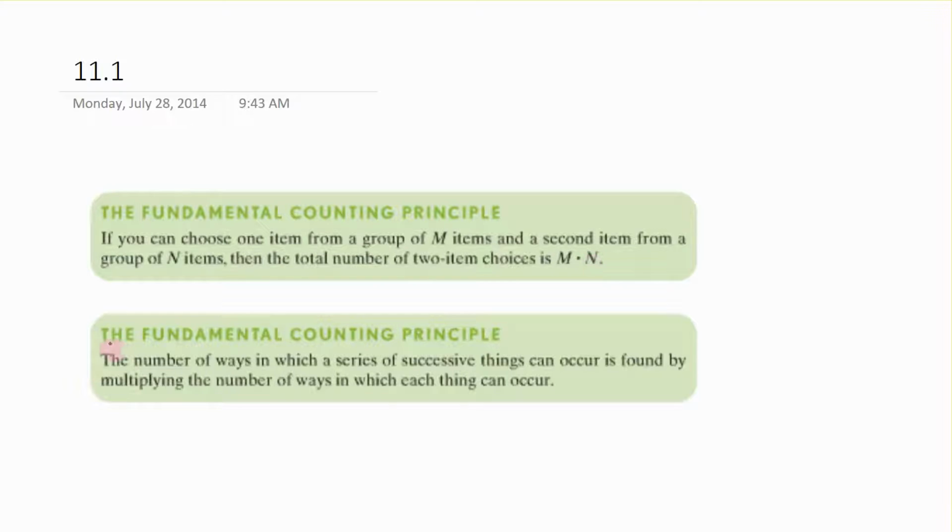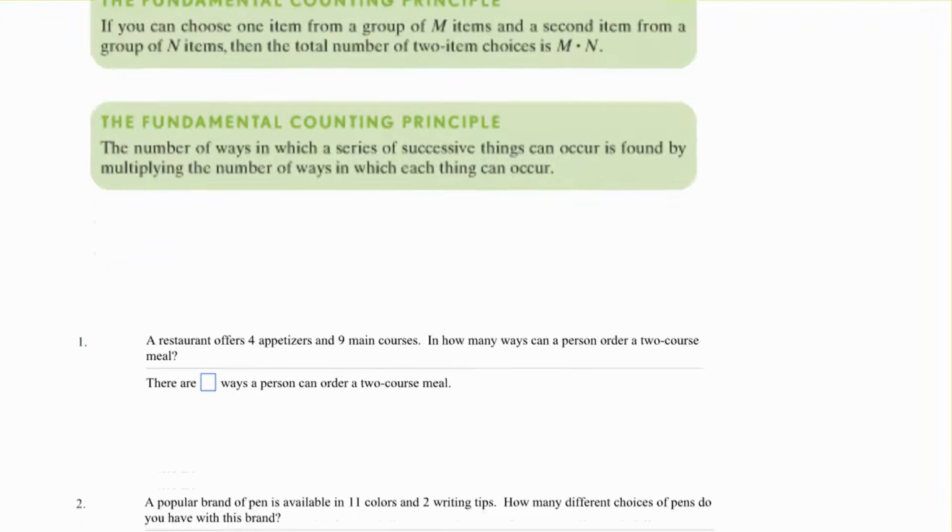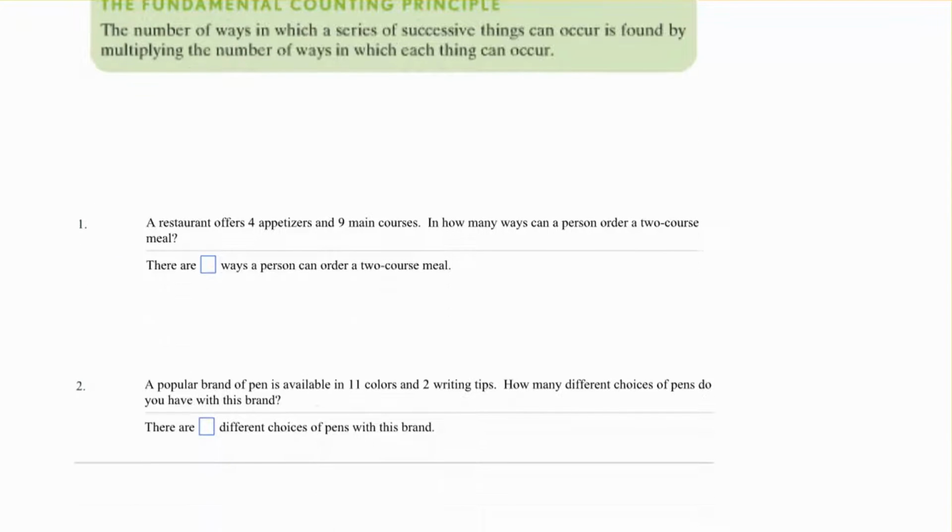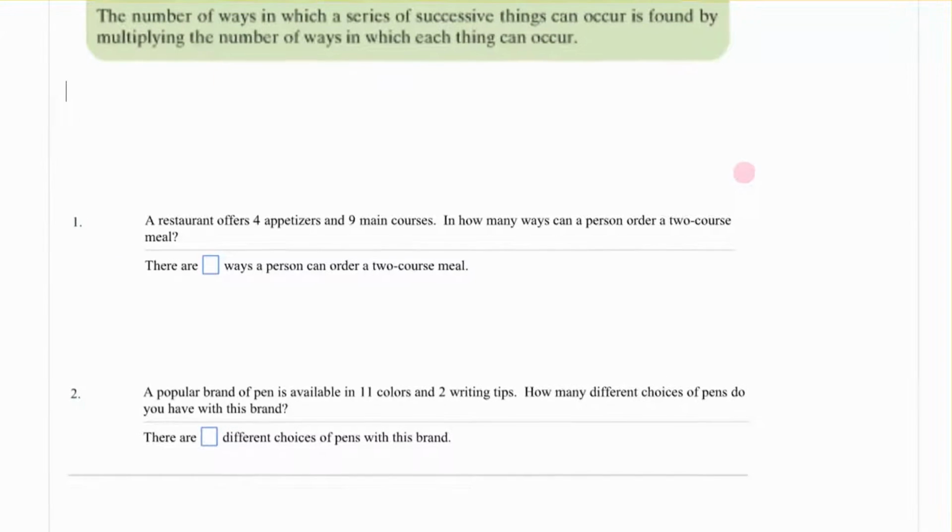In general, the fundamental counting principle says the number of ways in which a series of successive things can occur is found by multiplying the number of ways in which each thing can occur. All right, let's take a look and see how that concept can be used to help figure out problems. Okay, first one.